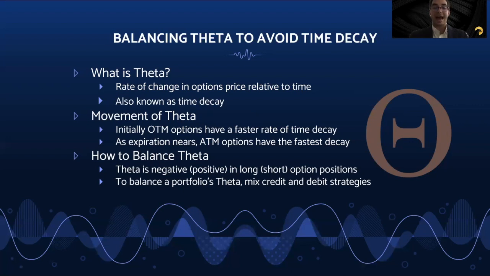Initially, out-of-the-money options have a faster rate of theta decay than at-the-money options, but as expiration nears, the rate of theta decay for out-of-the-money options slows, and the at-the-money options begin to experience theta decay at a faster rate. This is particularly important to understand when swinging short-term options.